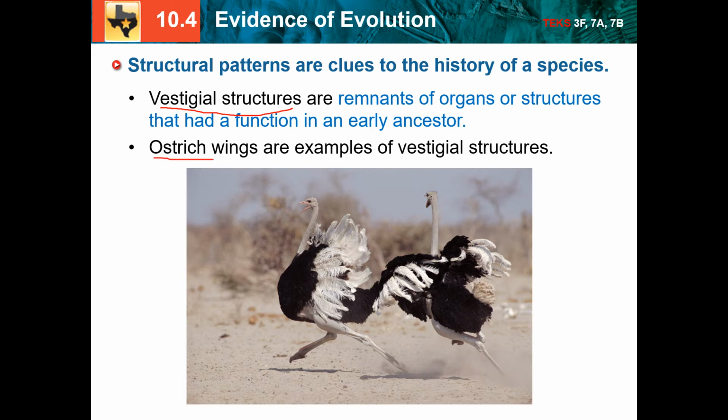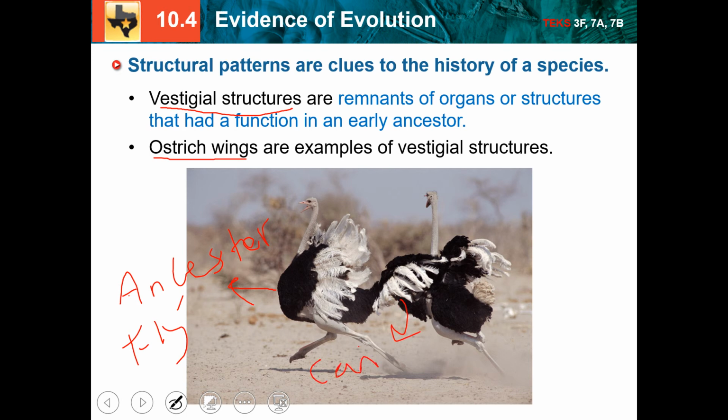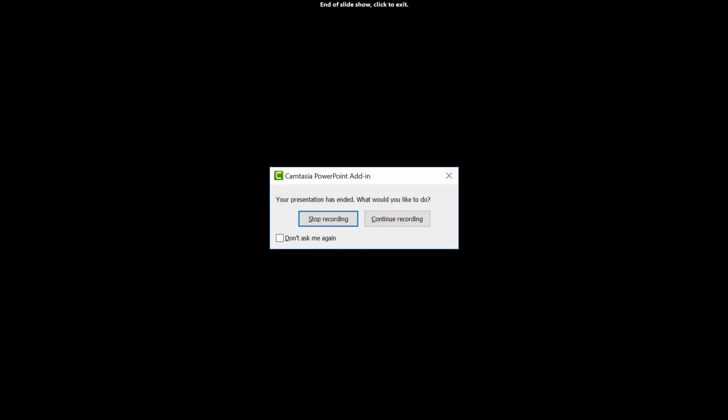So the example is an ostrich's wings. Somewhere way back in time, the ancestor of this ostrich could fly with the wings, but now these ostriches' wings are vestigial structures. They're structures that no longer serve a purpose. They're just kind of there, and they might use them for mating purposes, to attract a mate, but they aren't used to fly anymore. Okay, that's going to do it for this lecture.